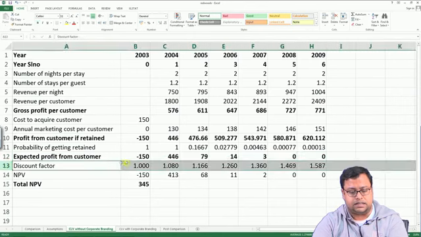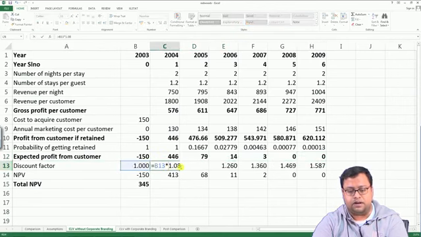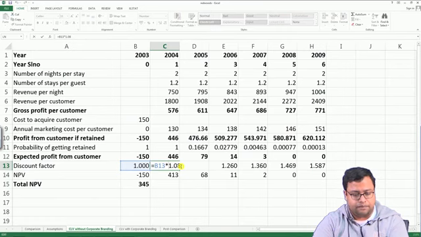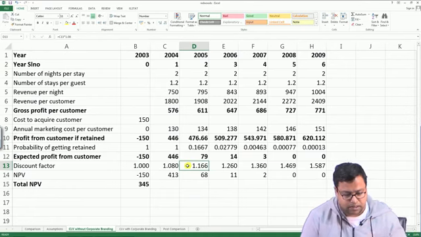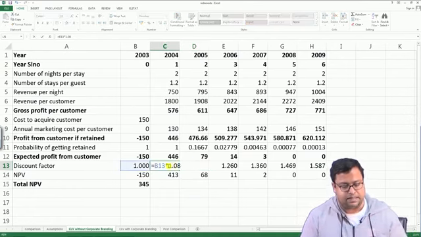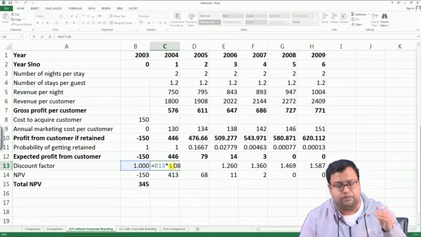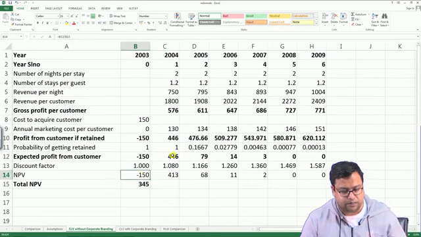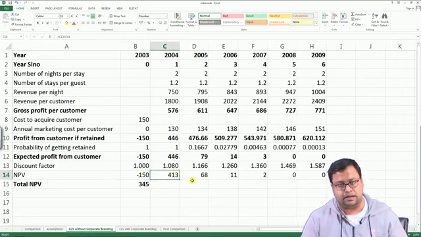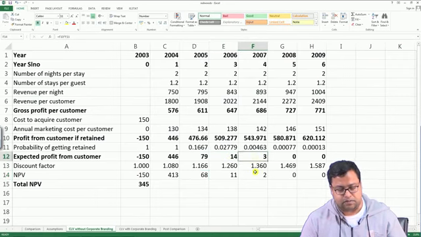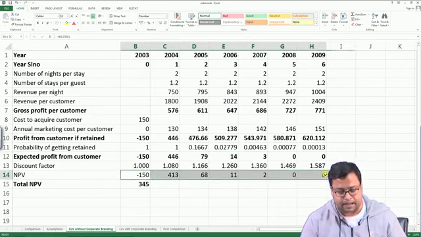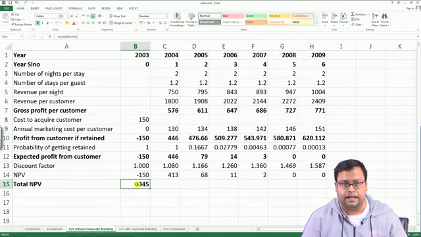So, that gives me the expected profit. If I consider the discount factor, which I have taken as 1.08, okay, sorry, the discount factor is not multiplied by 1.08. This is basically the denominator by which I will divide. So, this is the discounting factor. The values I am getting are 446 divided by 1.08, which is 413, 79 divided by 1.16, and so on. So, this kind of discounting factor I got. If I add them up, I am getting 345. This is my net present value.